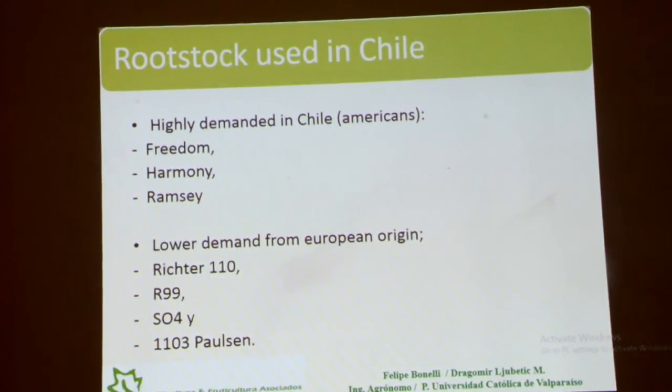1103 Paulsen. So do you use any of these rootstocks? All of them? No, not all of them. Not Richter. We have the Freedom, the Harmony, the Ramsey, Richter 110. The Paulsen. Not Richter, the 99.